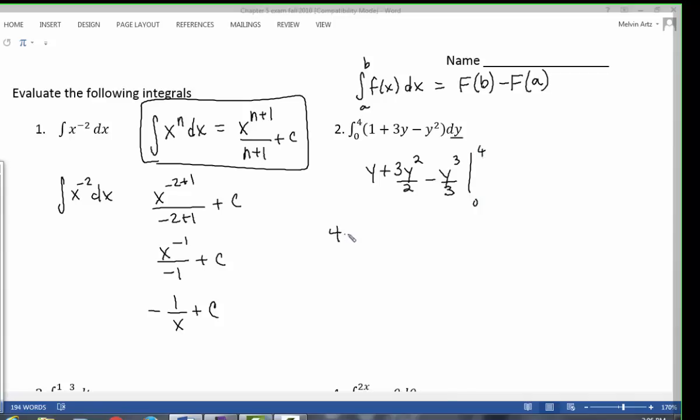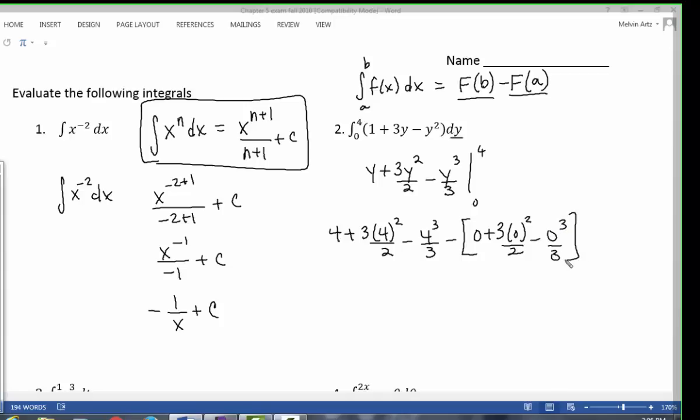So this is equivalent to 4 plus 3 times 4 squared over 2 minus 4 cubed over 3. And then we have to subtract off. We just did our f of b. Now we have to subtract off the antiderivative evaluated at the lower limit of integration. So we'd have 0 plus 3 times 0 squared over 2 minus 0 cubed over 3. And we can see this whole piece goes to 0.